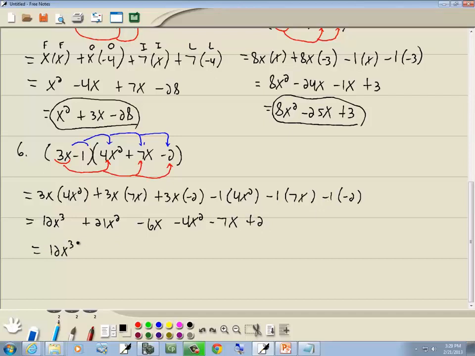Now we want to combine together like terms. Remember, like terms, same variable, the same power. Here we have 21x squared minus 4x squared. That gives us 17x squared. Negative 6x and negative 7x gives us negative 13x. And then we bring down the plus 2.